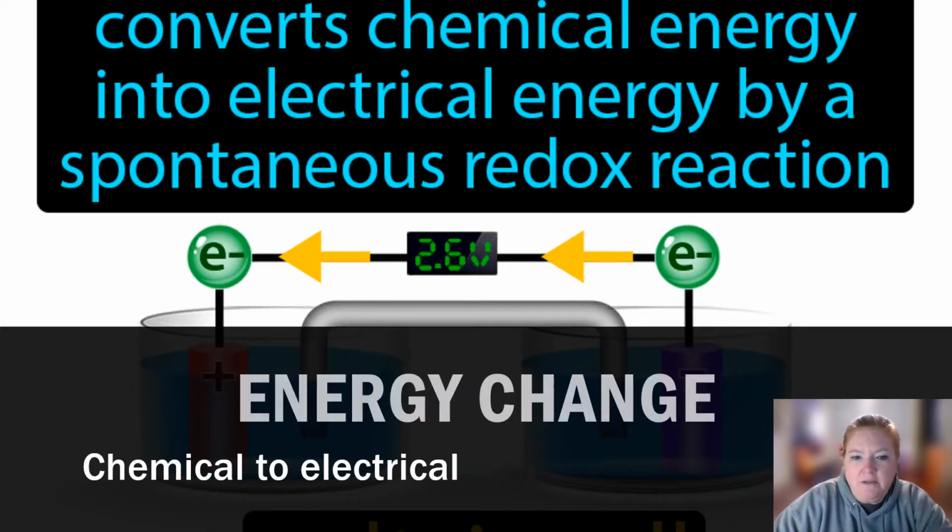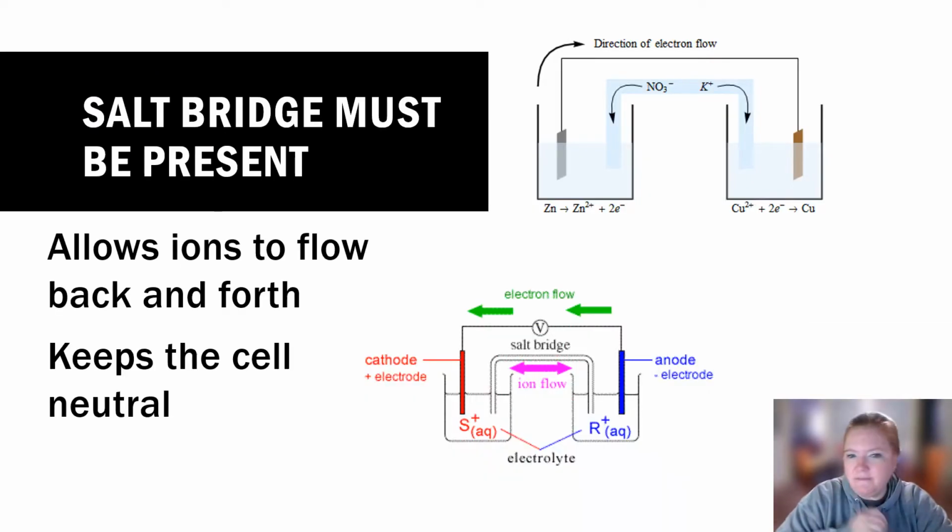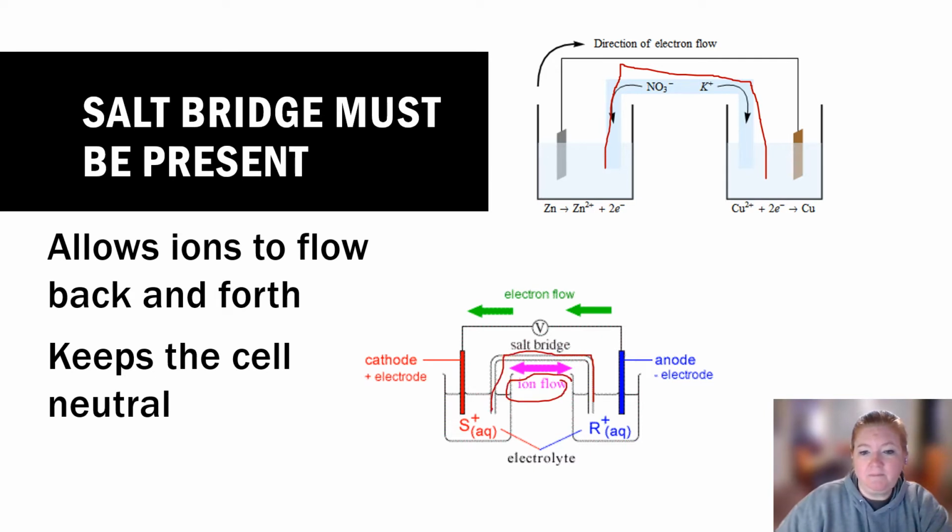In this type of cell, the energy change goes from chemical to electrical. So it's using chemical energy stored in that cell to produce electricity. We have to have a salt bridge. And the salt bridge allows ions to flow back and forth and keeps the cell neutral. Do you see right here, this is the salt bridge. You can see the ions flowing back and forth. Here is the salt bridge, which allows the ions to flow back and forth.